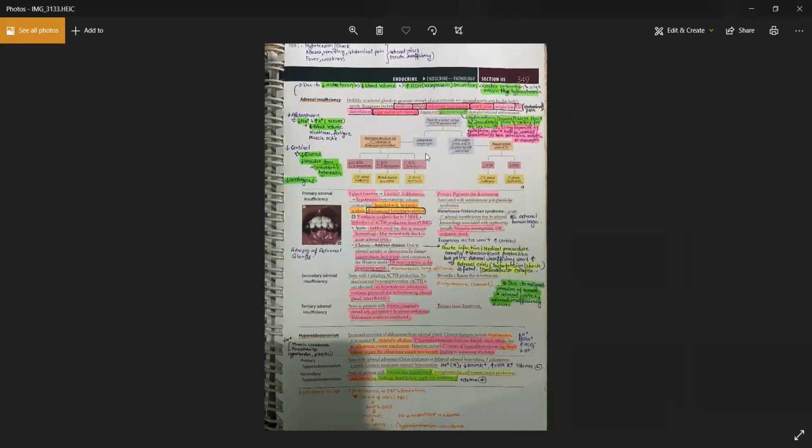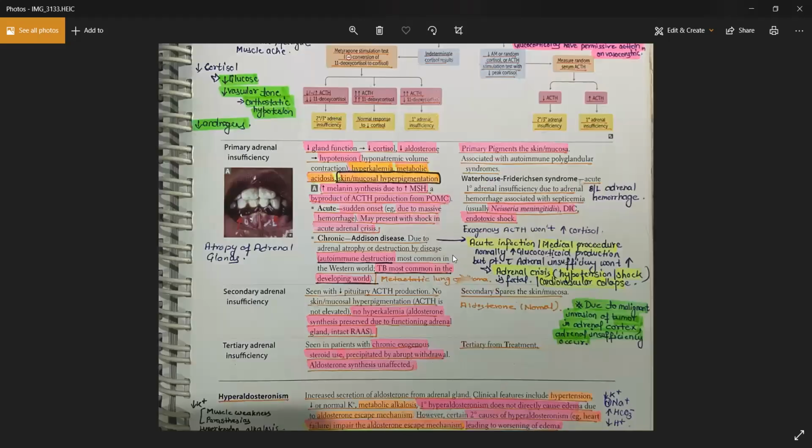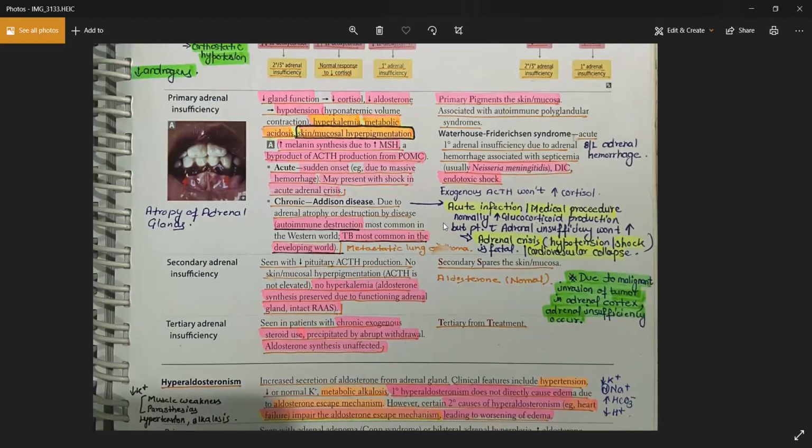Yes. So, any more doubts on this page? Anyone? Yeah, Dr. Chaudhary, can you explain again? You wrote that exogenous ACTH won't increase cortisol. Can you explain that? Where is it? It is just above the acute infection medical procedure on the right side in the middle. This one. Yeah, just above that, exogenous ACTH won't increase cortisol.